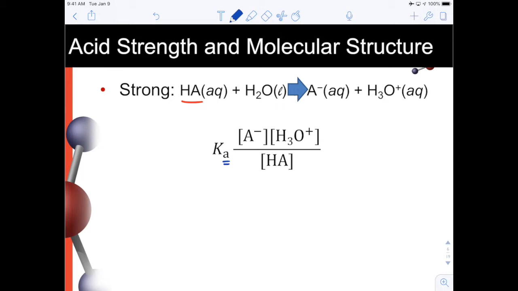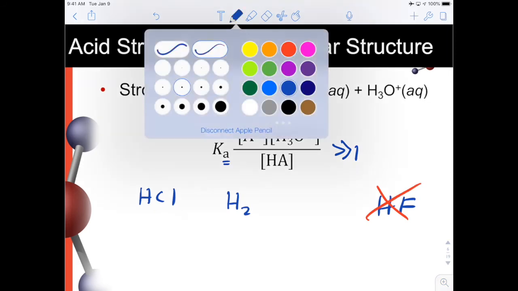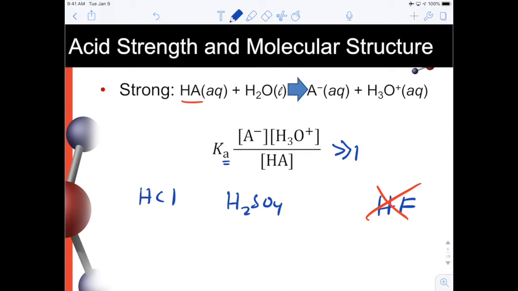Now, what we mean by a strong acid is that this is greater than 1. In fact, I would argue that it's much greater than 1 for a strong acid. Common strong acids are things like hydrochloric acid, and you can list your halogen acids there, so hydrobromic acid, hydroiodic acid. Also, I'm sorry, you cannot list HF. HF is not a strong acid, and we'll come to why that is later. But H2SO4 is a strong acid. Sulfuric acid, nitric acid, HNO3. These are all strong acids. You need to get somewhat familiar with these.